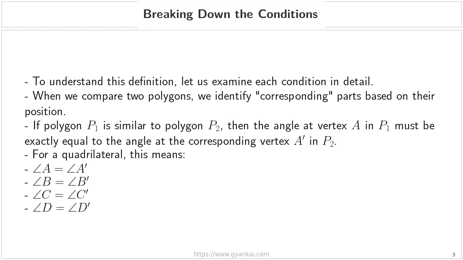For these two shapes to be truly similar, this equality must hold true for every single corner. This means that angle A must equal angle A prime, angle B must equal angle B prime, angle C must equal angle C prime, and finally, angle D must equal angle D prime. Keep this in mind, because while matching these angles is essential, as we will see in the next slide, it isn't the only requirement we need to satisfy.